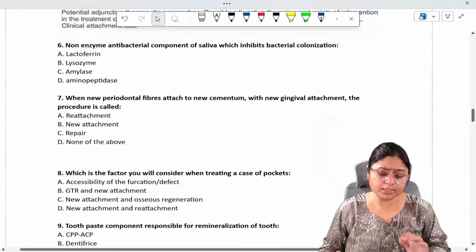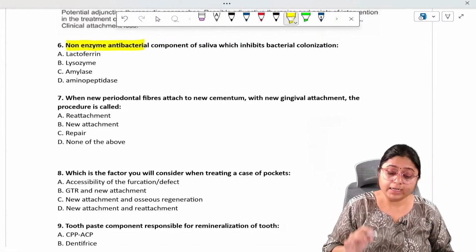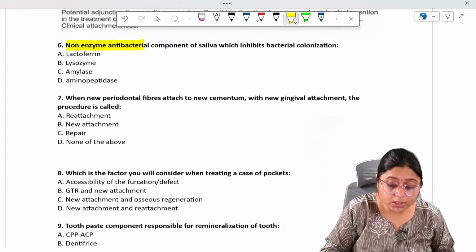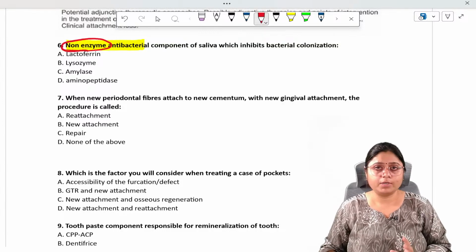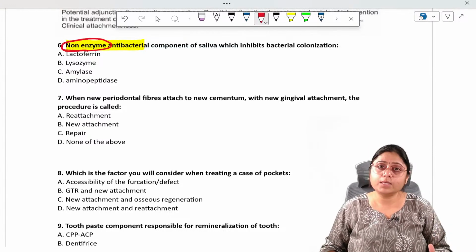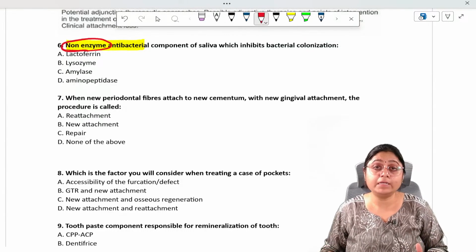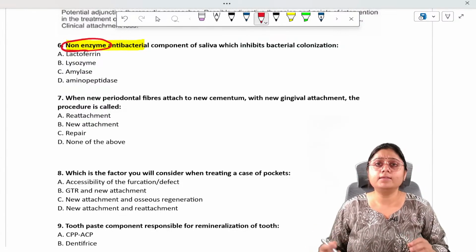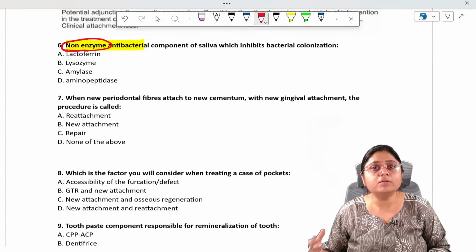Now the next question: the non-enzymatic antibacterial component of saliva which inhibits bacterial colonization. Here the keyword is non-enzymatic. There are enzymatic and proteinaceous components in the saliva. Enzymatic components are amylase, lysozyme, aminopeptidases, which have antibacterial effect. The proteinaceous components are lactoferrin, histatins, statins, PRPs, which have antibacterial, antifungal and antiviral effects.